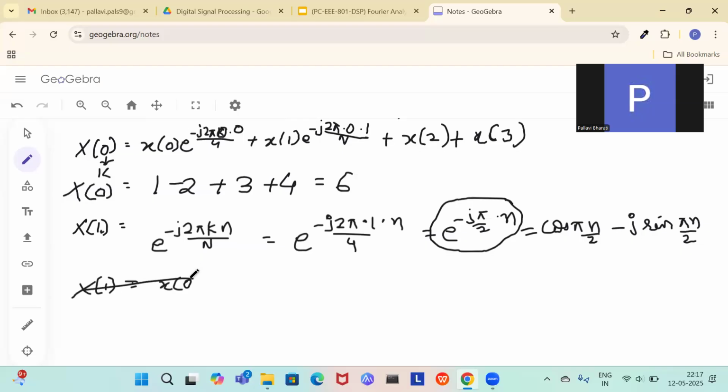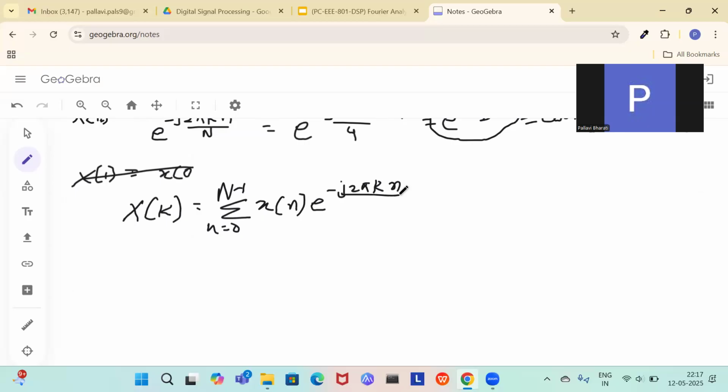Again, I'm writing it, then you'll understand. So capital X0 we have calculated by the formula Xk equals summation n equals 0 to capital N minus 1 x of n e to the power minus j2 pi k n by capital N. So now we are going to have x0 e to the power. How much was that? We'll not take everywhere, right?